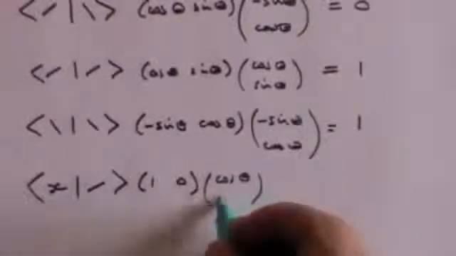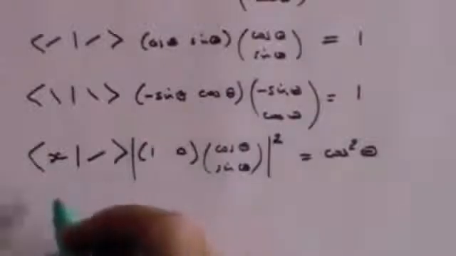So we are going to take the complex conjugate of x, well that's just 1, 0, because there are no imaginary numbers, multiplied by cosine theta, sine theta, and of course all of that, if you want the probability, has got to be squared. Well, 1 times cos theta plus 0 times sine theta is just cos theta, and cos theta squared, or cos squared theta, that's exactly what we would have expected.